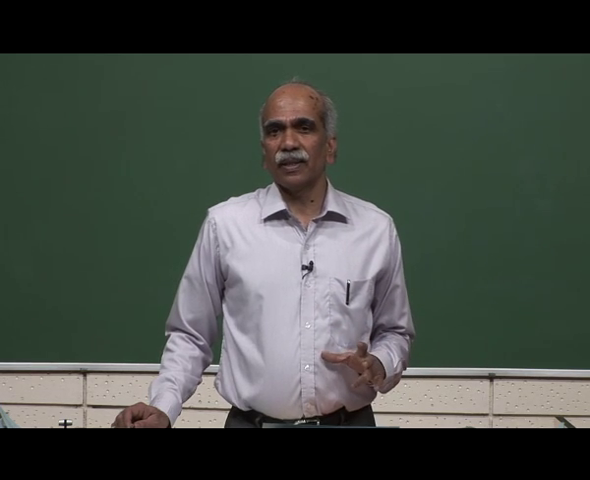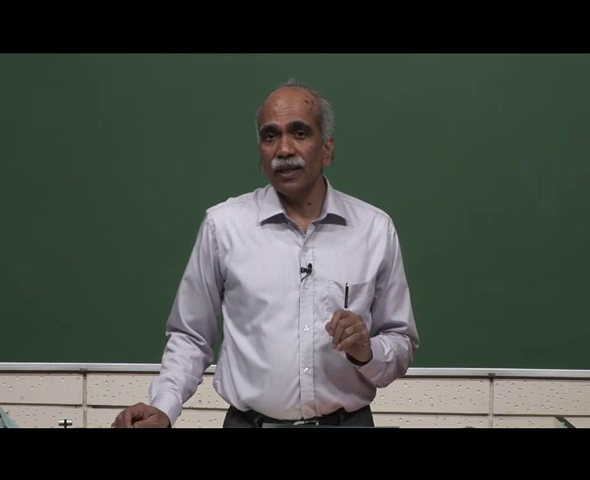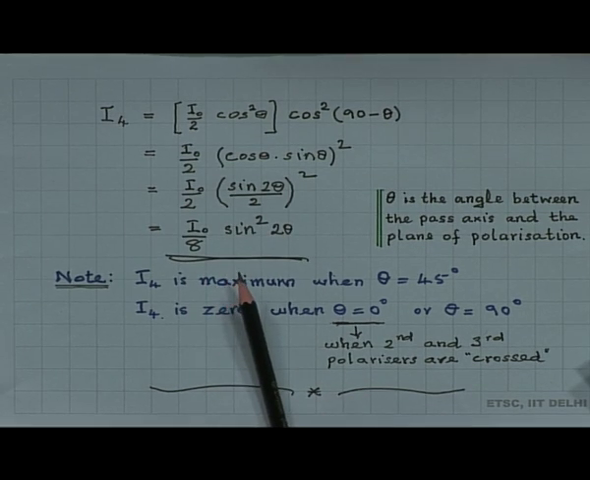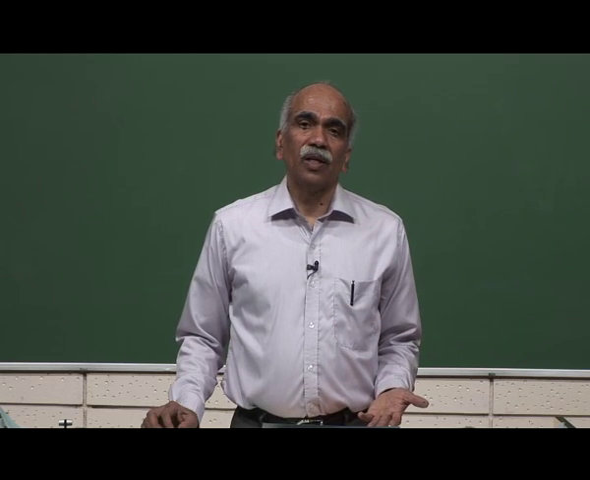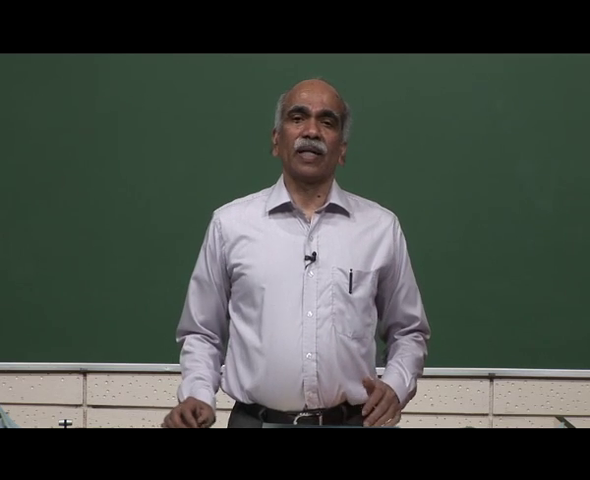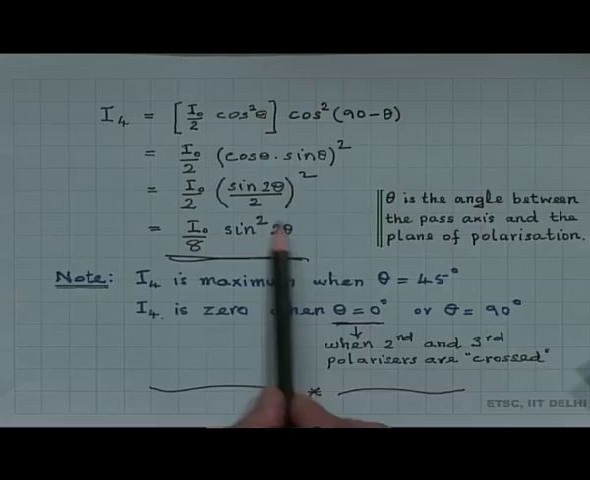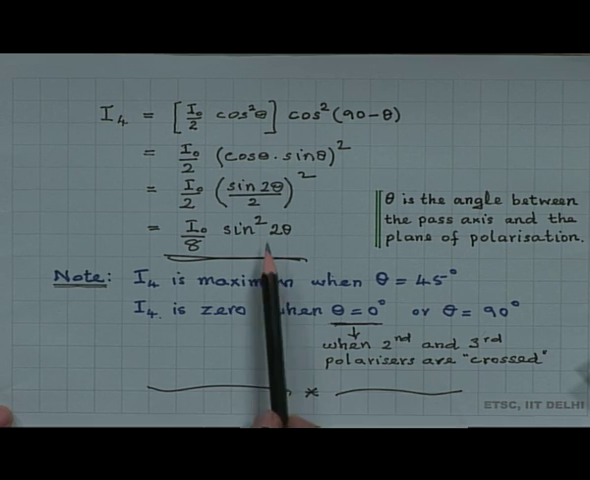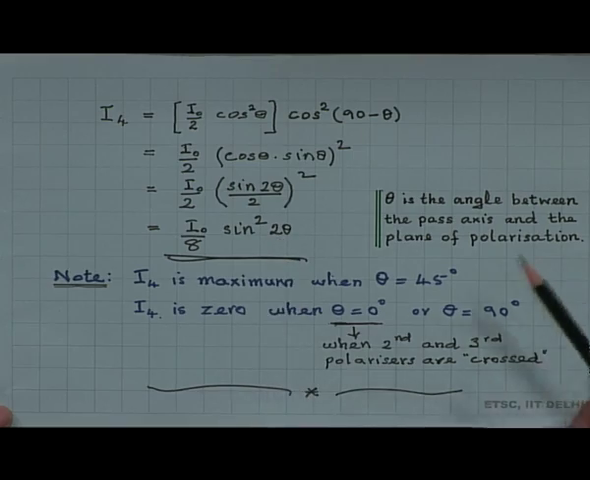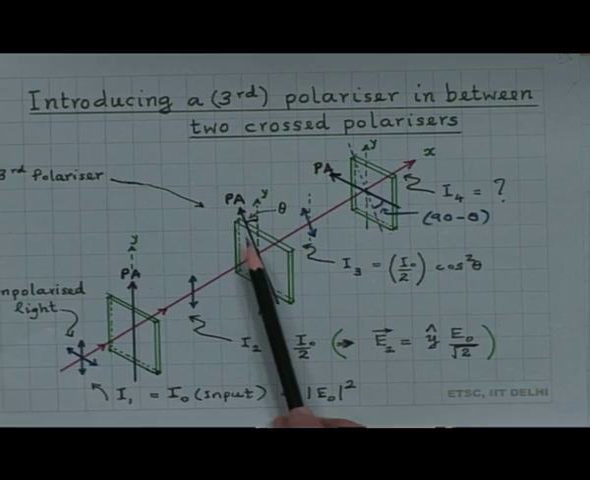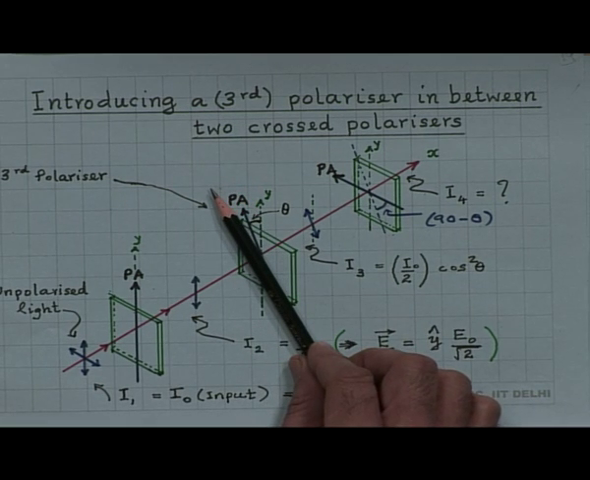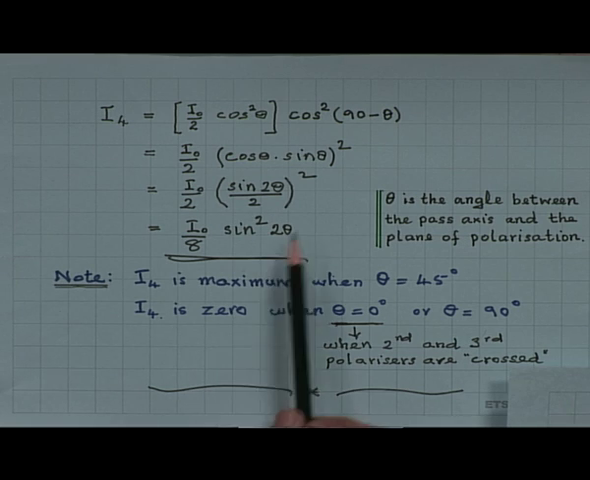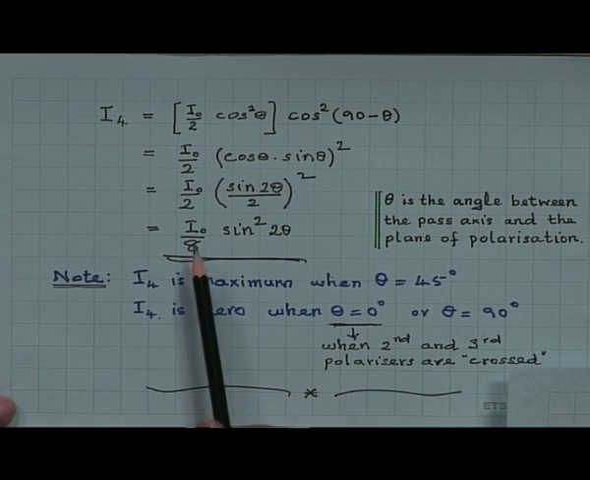Between the two crossed polarizers, we had introduced a third polarizer, which now brings a finite intensity at the output. Before we introduced the third polarizer, there was no output. Now, when we introduce the third polarizer between the two, we get a finite output. I 4 is maximum when theta is equal to 45 degrees. That is, when the introduced polarizer makes 45 degrees to the y axis, then we have maximum light coming out at the output, which is equal to I 0 by 8, that is 1/8 of the intensity.